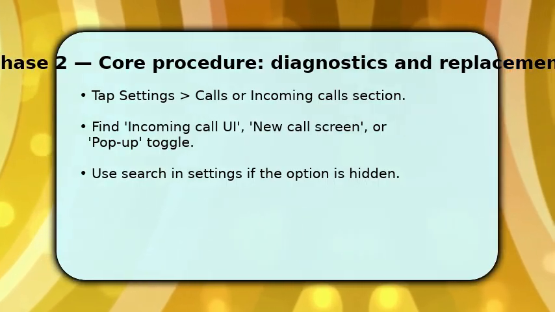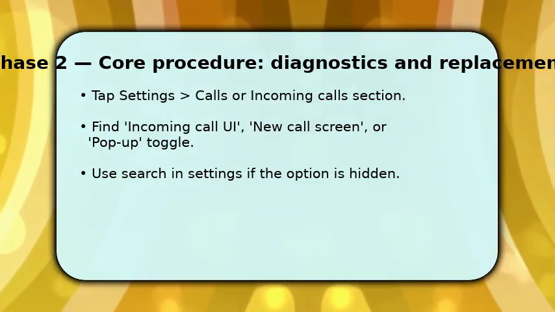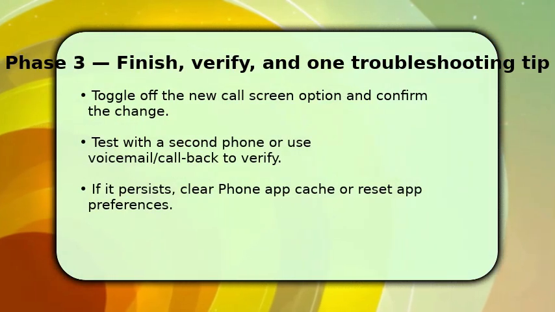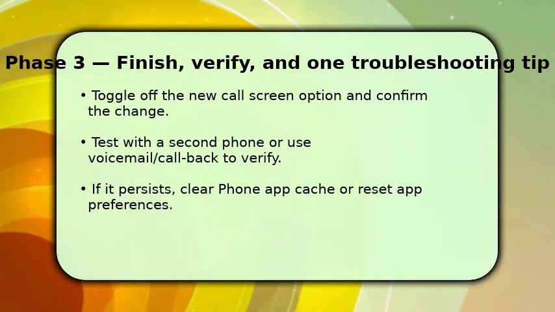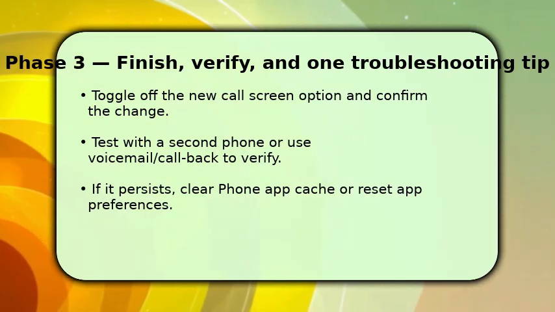Make sure to read the short explanation under the toggle so you understand the difference between pop-up versus full screen behavior. Flip the toggle off to disable the new call screen. You're switching incoming calls from full screen to a compact notification, which reduces interruptions.